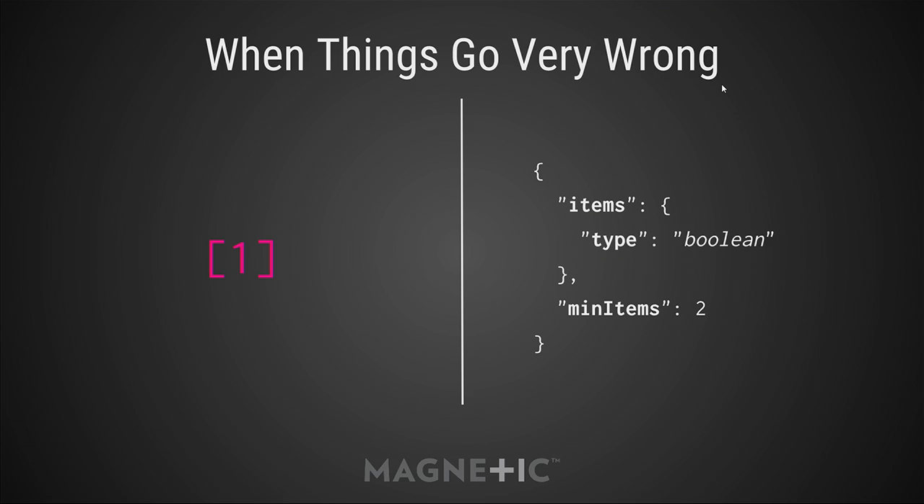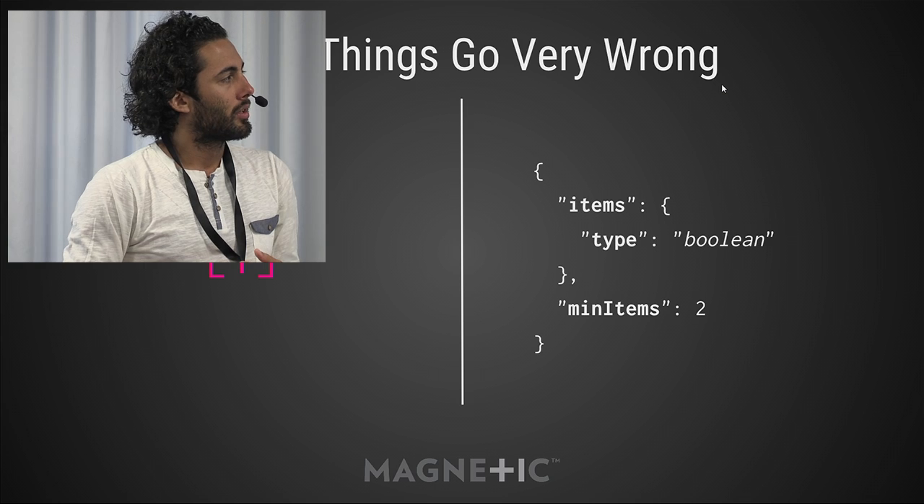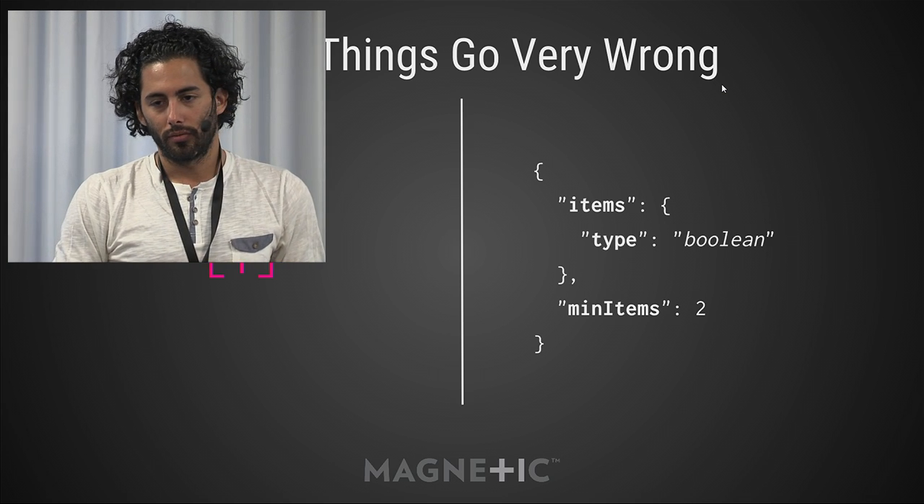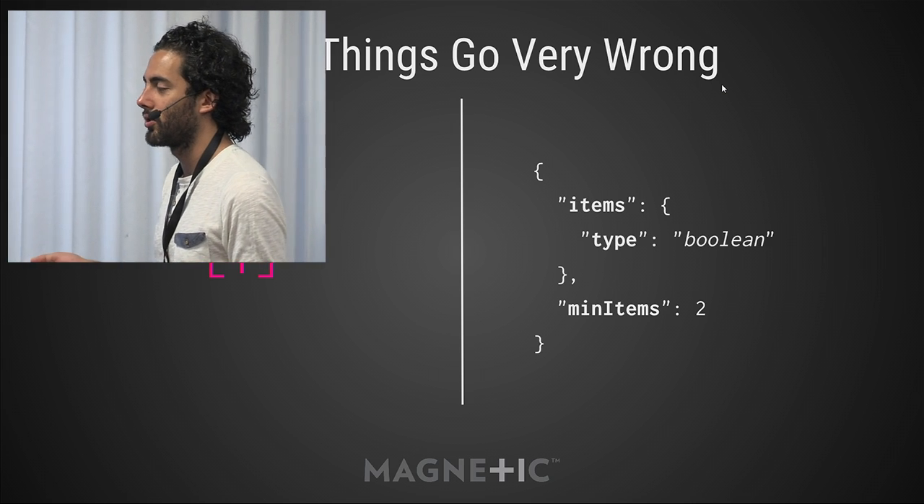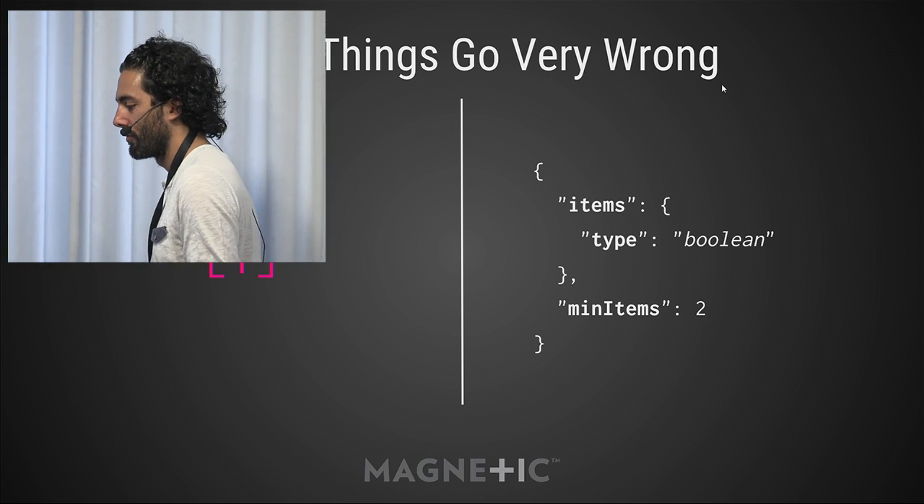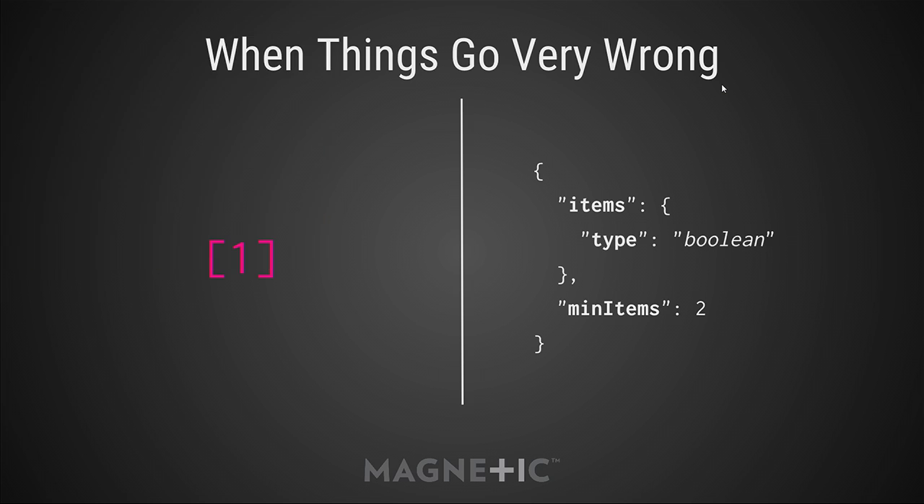So let's talk about a slightly more interesting case. Here's an instance on the left. It's an array with the number 1 inside. And on the right is a schema for that instance, which the instance is particularly wrong for. On the right, we're looking for, implicitly, arrays whose items are of type Boolean, and that have at least 2 items in them. So we're looking for arrays of size at least 2, and whose elements are true or false. So clearly, this instance on the left has a bunch of problems.